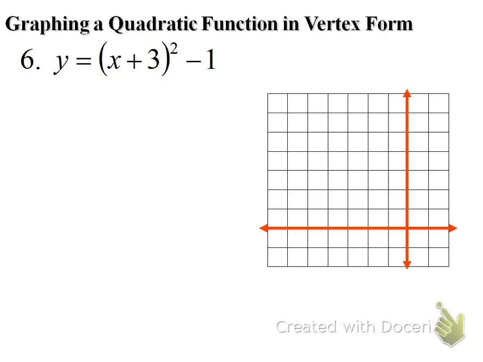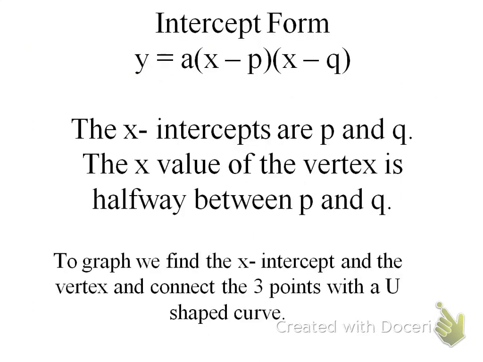I'm going to actually skip this one. Don't write it down. Sorry. I want to get to the third form and make sure we have enough time to do a couple examples. So this is the third form you'll see. It's intercept form. So again, you have your A in front. You have 2 sets of parentheses: x minus p, x minus q. This is a form you actually probably saw a lot in Algebra 1. People call this factored form as well.